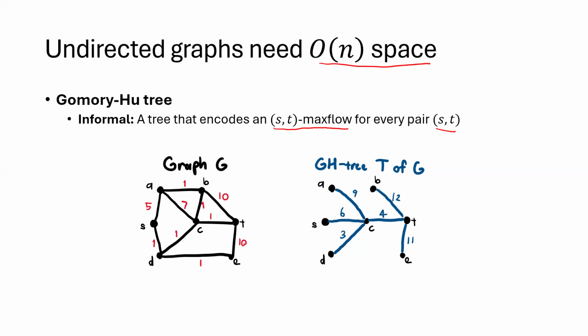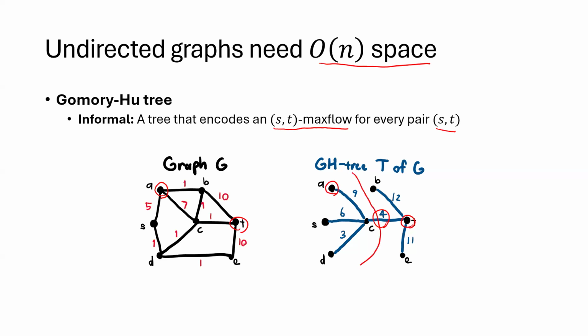Suppose that you want to compute the max flow from A to T. Then you look at the nodes A and T, and you ask what's the max-flow value from A to T in this tree. There is only one path from A to T, which is the only way to send flow. So the max-flow value is going to be bottlenecked at 4. That's going to be the max-flow value on this tree.